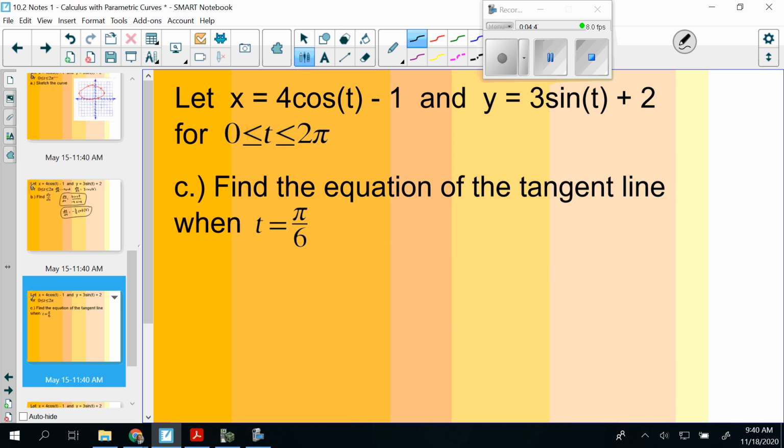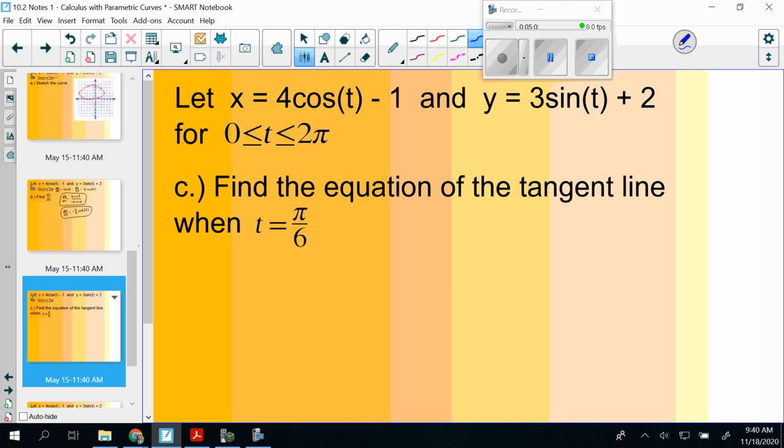All right, let's look at part C. Same problem here. Find the equation of the tangent line when t equals pi over 6. Okay, so this could be one where, on the test, you could possibly have this one without a calculator, so let's practice doing this without a calculator.